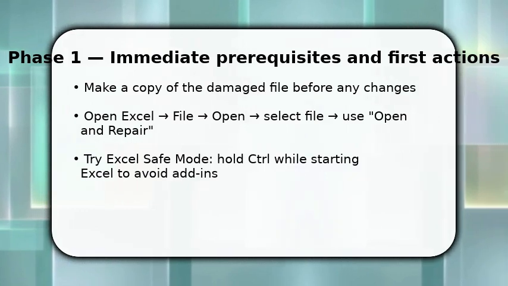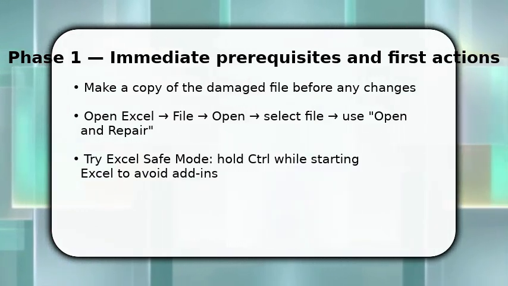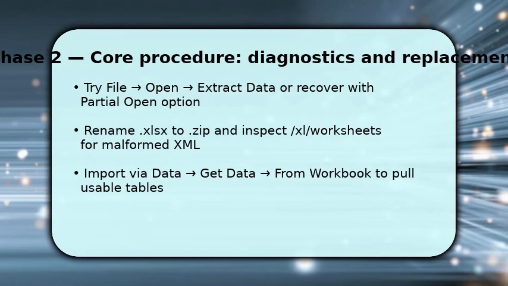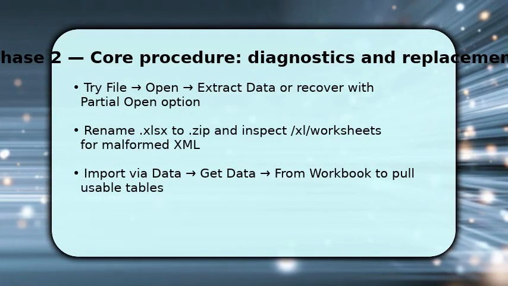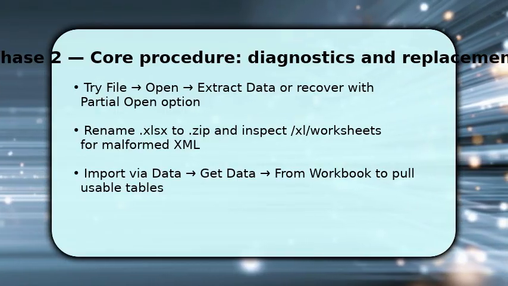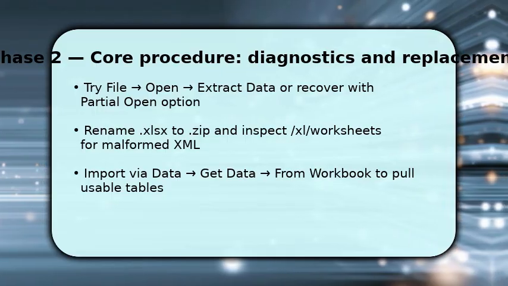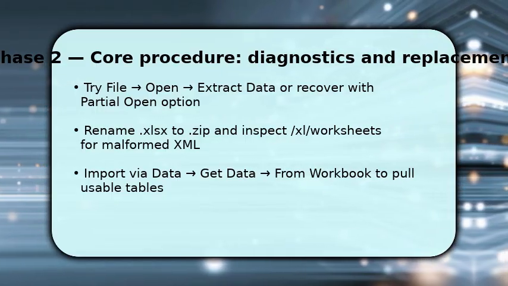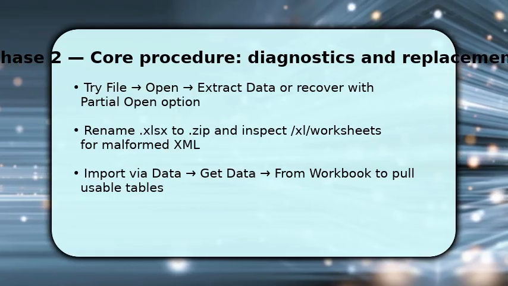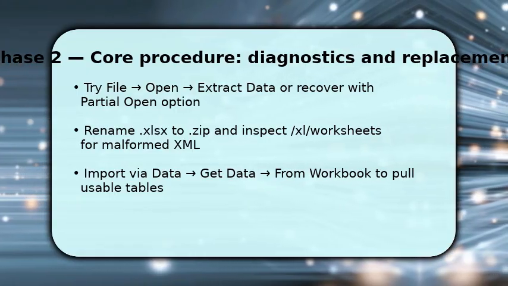If the automatic repair didn't fully restore content, extract usable data manually. First, try Excel's partial open or extract data option to pull tables and values. If that yields nothing, rename the XLSX to ZIP and open the archive to inspect the /xl/worksheets XML files. Removing a malformed sheet can let Excel reopen the workbook.